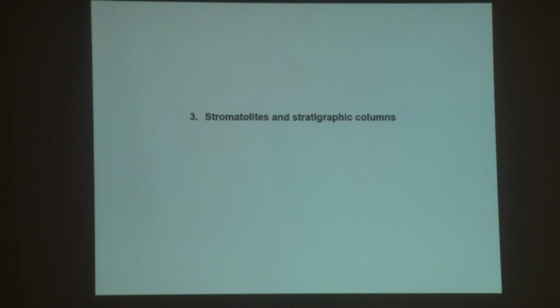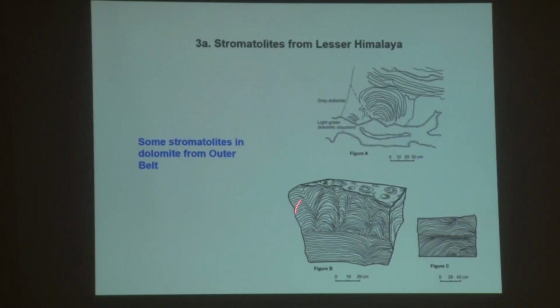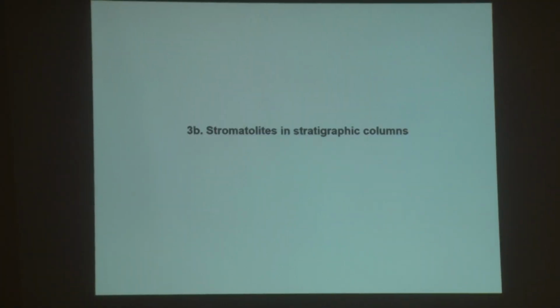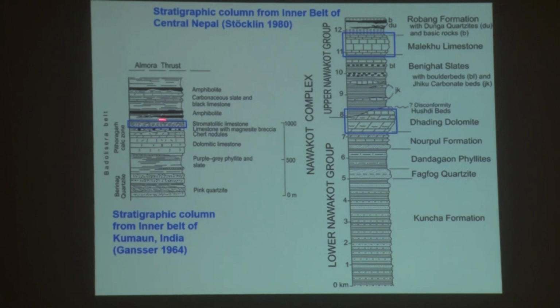Next one, please. Yeah, there are different types, as you can see. And here they are overturned, completely upside down. They are right here, and they are also overturned. So they are all different types. Next one, please. And in the columns, you see in India, in Kumaon, we have stromatolites here. In Nepal, we have stromatolites in Darjeeling and in Barekul.